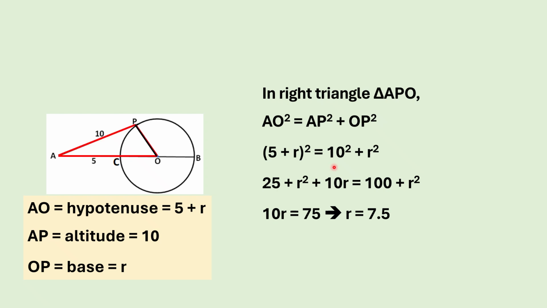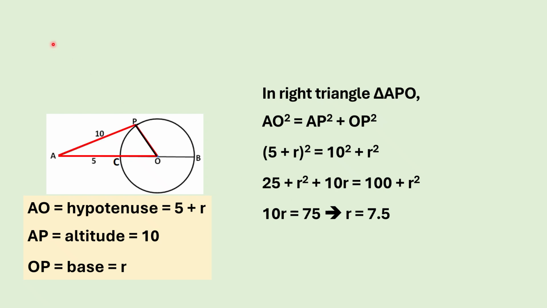R square will cancel on both sides. 25 will go to that side. You will get 10R equal to 100 minus 25. 10R equal to 75. R equal to 7.5. So the radius we got was 7.5 units. What we did: since the radius is perpendicular to the tangent, we took this right angle triangle, and using the Pythagoras theorem, we found that R equal to 7.5 units.